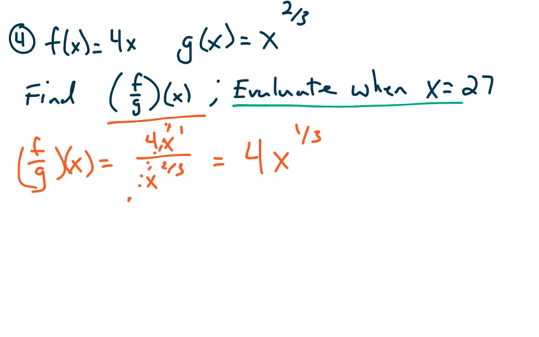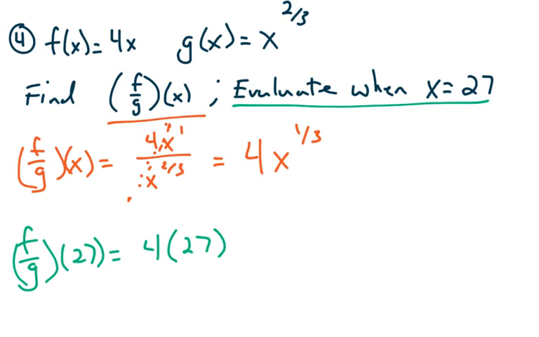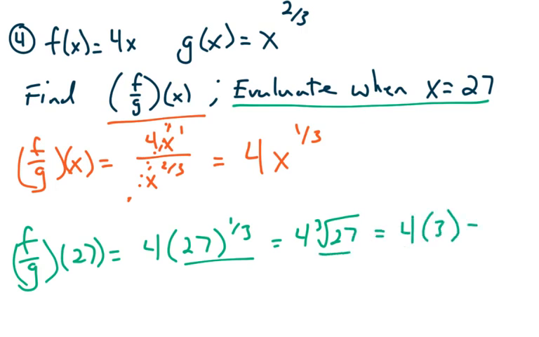Now evaluate when x equals 27. So f over g of 27, we're going to make this 4 times 27 to the 1/3 power. The 1/3 power is the cube root. So we're going to have 4 times the cube root of 27. The cube root of 27 is 3. So 4 times 3 gives us 12 as the final answer.